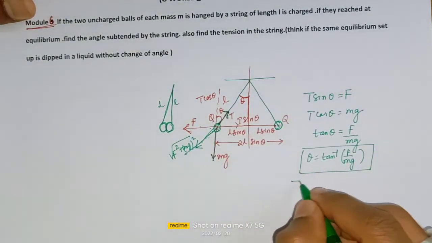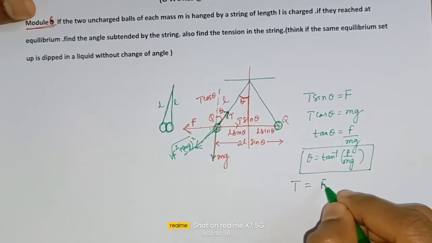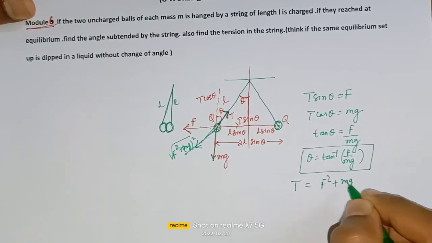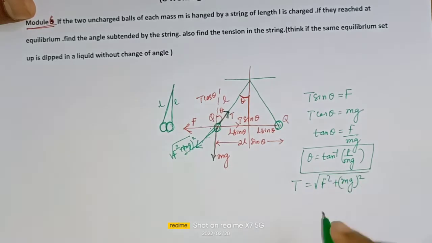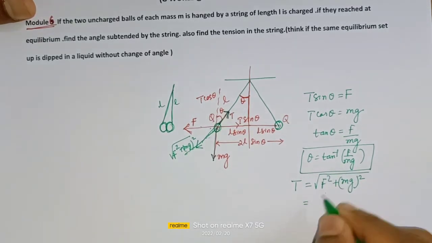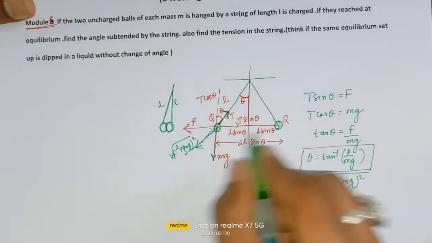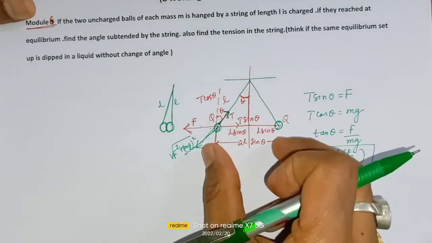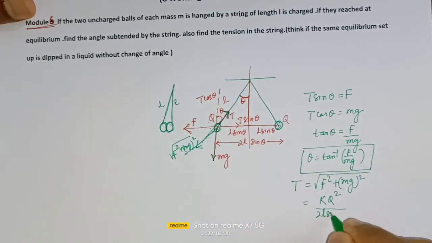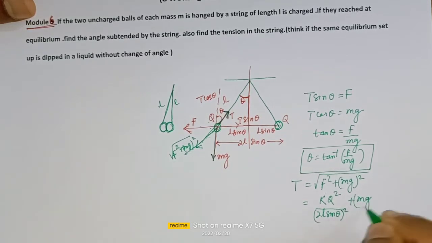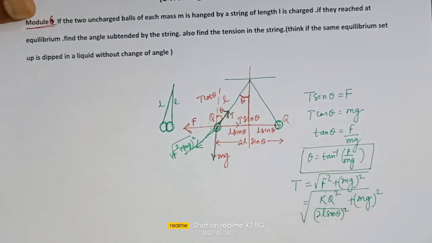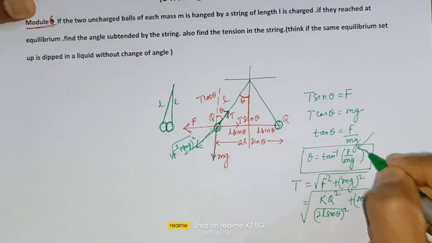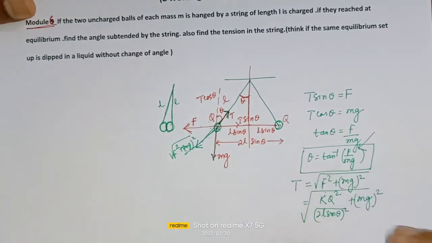So T equals the square root of F squared plus mg whole squared. I will simply substitute the value of F. What is the value of F? K Q Q. Same charges, so can I say K Q squared upon R squared? R is the total distance. Can I say T equals the square root of K Q squared upon 2L sin theta whole squared, whole squared, plus mg whole squared? Here also I can substitute the value of F. There will be no issue.